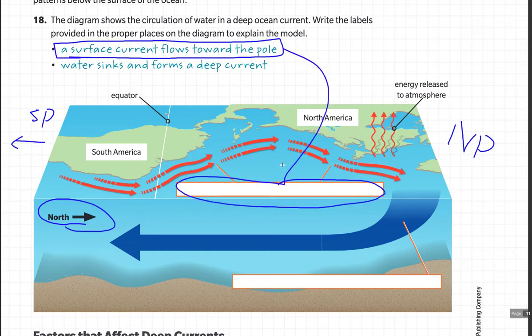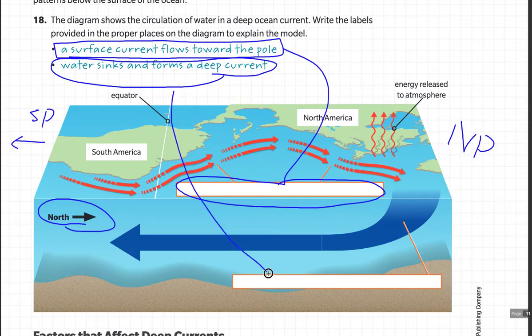Surface flow, and then water sinks and forms a deep current, that would be here, right? So the water is going up towards the pole, and it gets cool, and it sinks, and then it goes back down towards the equator, right? Because remember, the equator is warm, so the water is getting warm here, and it's going up towards the pole and sinking.